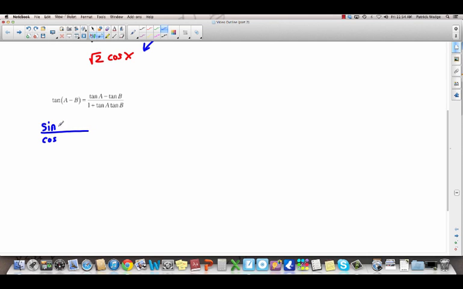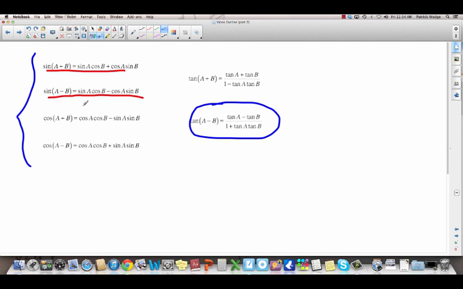So tan(a minus b) is the same as sine(a minus b) divided by cos(a minus b). Hey, look what we have here. We have two difference identities. So let's figure out what they equal. Let's start with the sine of a minus b. We're literally going to write down this right-hand side right there.